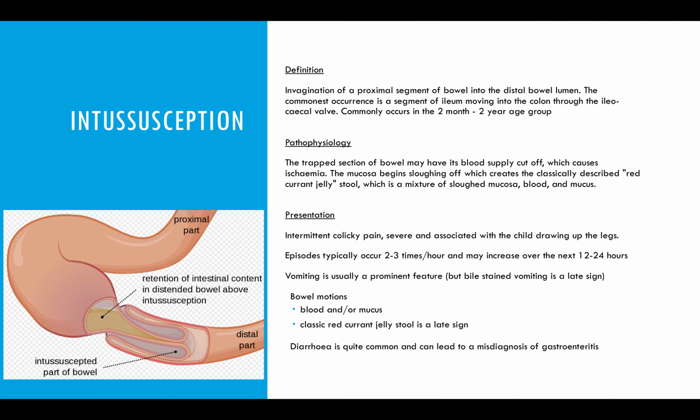Intussusception in hospital, generally what happens is they will get an ultrasound, and there's a classical donut sign on the ultrasound, which is essentially you can see circles within circles, and that's just the lumens inside of each other.